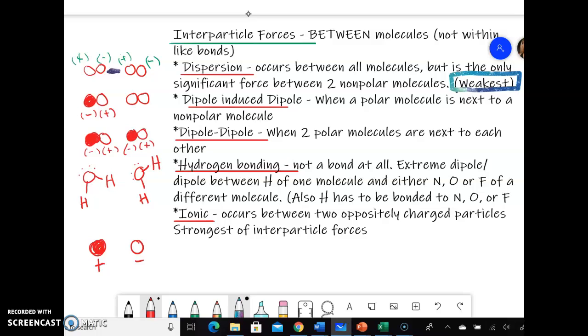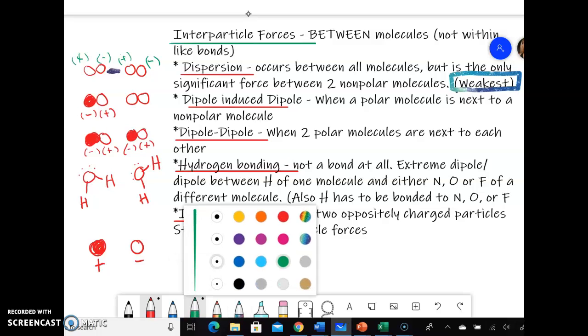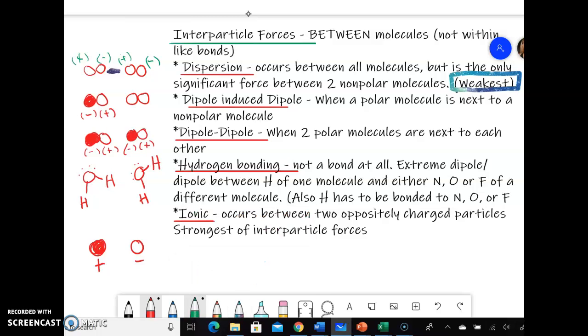All right, let's look at the next one. The next one is called dipole-induced, and to induce means to make it happen. So we talked about inducing vomiting. If you swallow a poison, it means they force you to throw up so that you get the poison out of your body. So this happens when you have a polar molecule next to a nonpolar molecule.